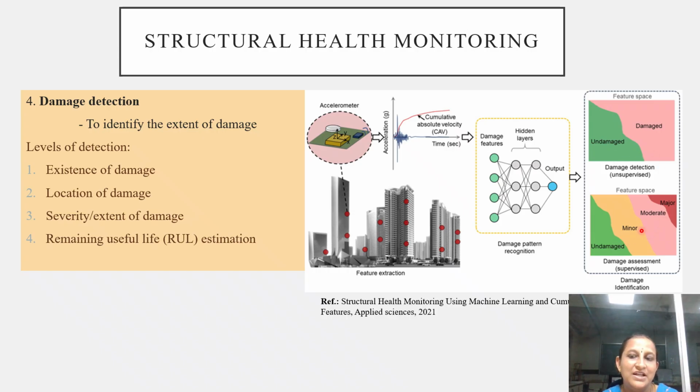So here we can see that there are two types of learning algorithm which have been adopted. One is unsupervised algorithm and the other is supervised algorithm. In the next video, I'll be explaining in detail what is unsupervised algorithm and what is supervised algorithm. So these algorithms are finally used to assess the condition of the structure. So this is shown as an example of how AI can be used to assess the damage condition of the structure.